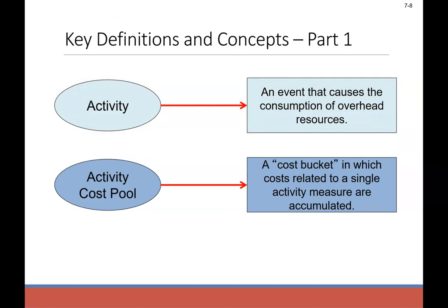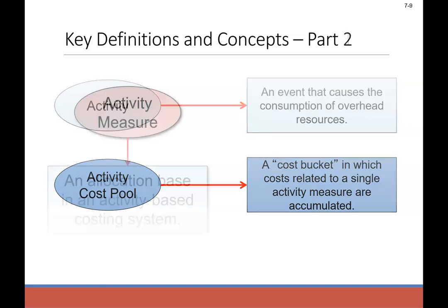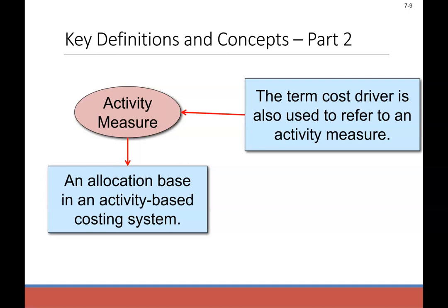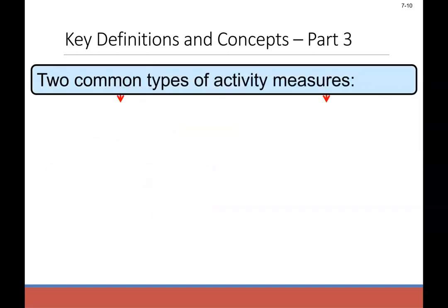So in this case, there's an activity, which is an event that causes the consumption of resources. And we have activity cost pools, which is like a bucket in which costs related to a single activity measure get accumulated together. So an activity measure we're going to use as an allocation base in the ABC system. And the term cost driver is going to be used to refer to this activity measure.